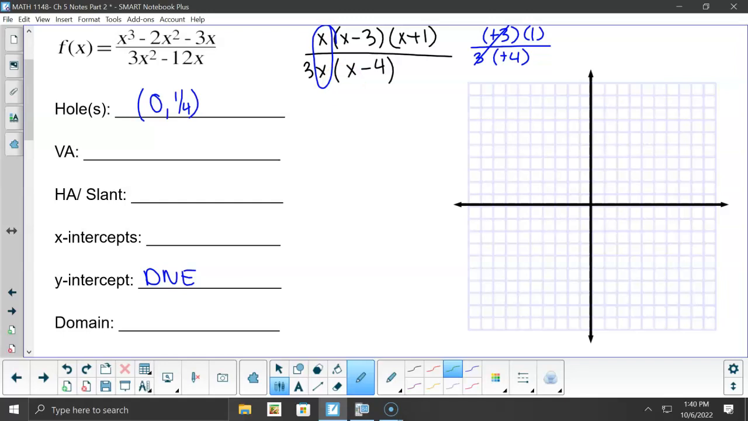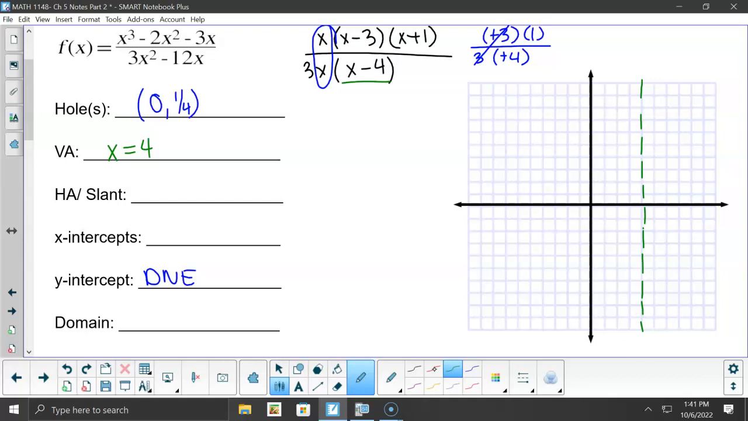Vertical asymptotes? Any other terms at the bottom? So I've got one at 4. So x equals 4. So if I want to graph it, here's my lovely little asymptote. Nah. If they want it, they can come grab it.